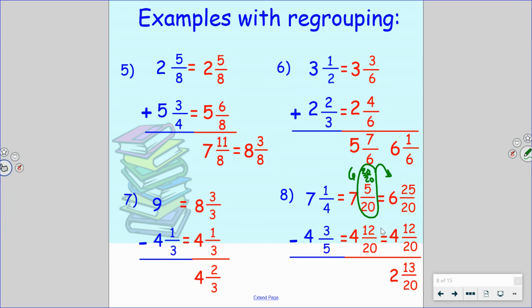Now for subtraction, it's a little different. You don't regroup at the end, you kind of regroup at the beginning. If you don't have any slices to take away, cut up one of those wholes and now take away. If you don't have enough slices to take away, cut up one of those wholes and now you have enough slices.